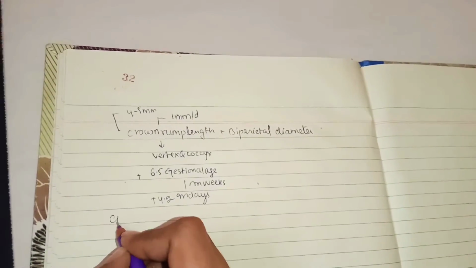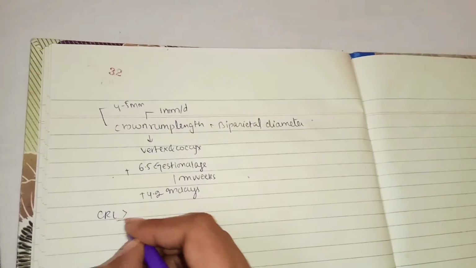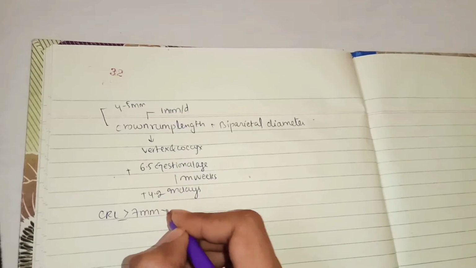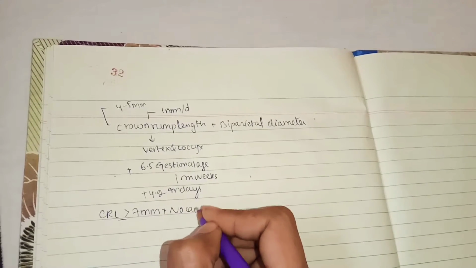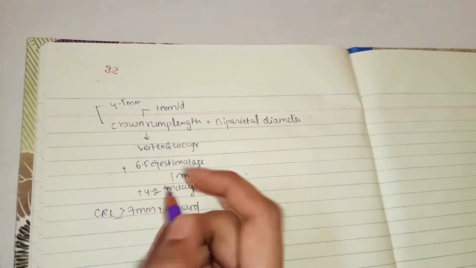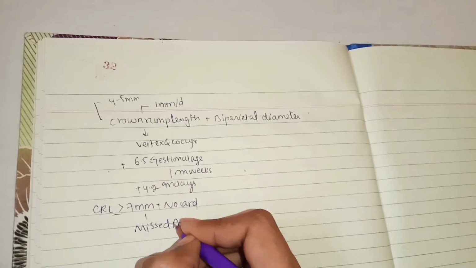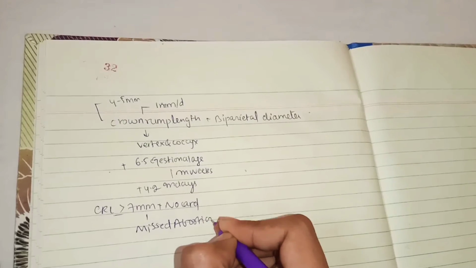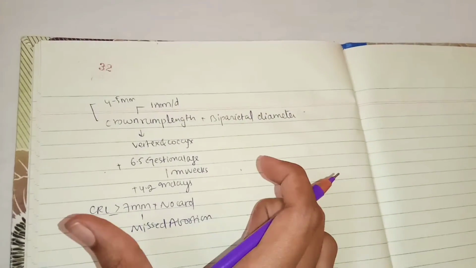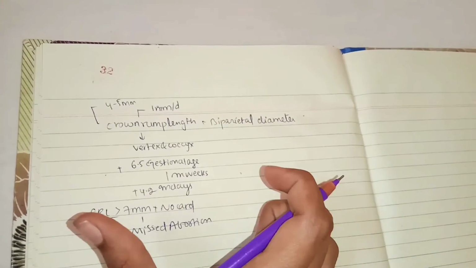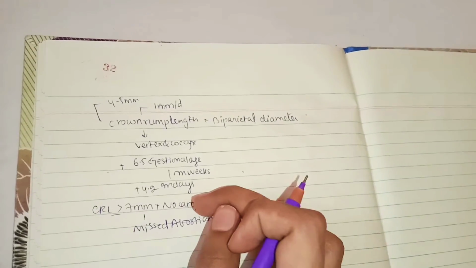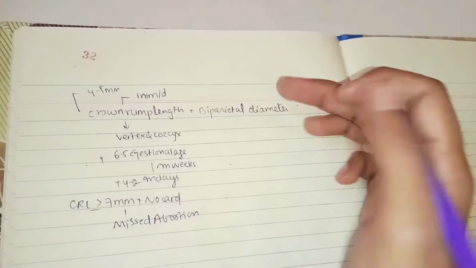Now if the crown rump length is greater than 7 millimeters but still there is no cardiac activity, then in this case you can say this is missed abortion, because there is still no cardiac activity but the crown rump length has increased, like from the vertex to coccyx the baby's body can be seen but no cardiac activity. So this is missed abortion. Now coming to what is biparietal diameter.